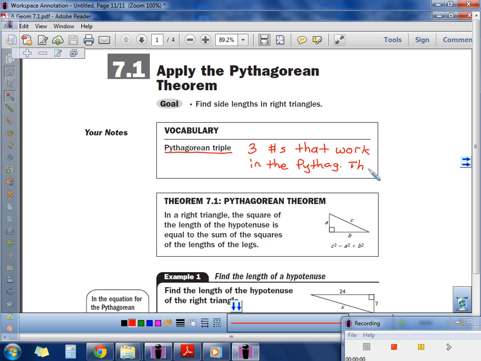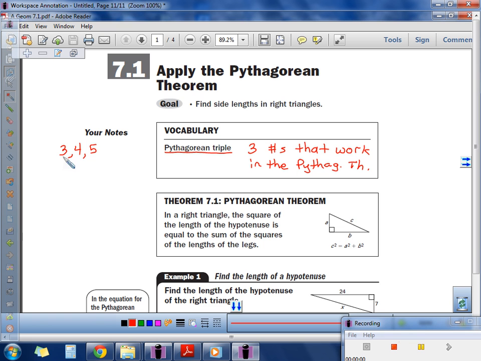Does anybody know a set of three numbers that automatically work without thinking about it? 2, 4, 6 does not work. 1, 2, 3 does not work. 3, 4, 5 is an example of one of the most common Pythagorean triples out there. What do I mean by it works in the theorem? That means when you take those and you plug them in the theorem, they're equal to each other.